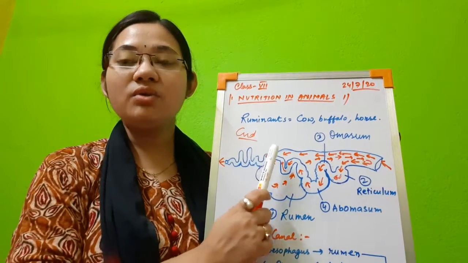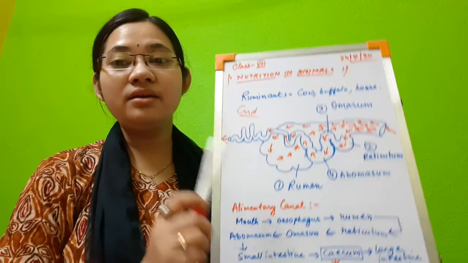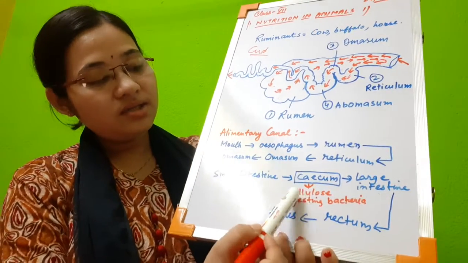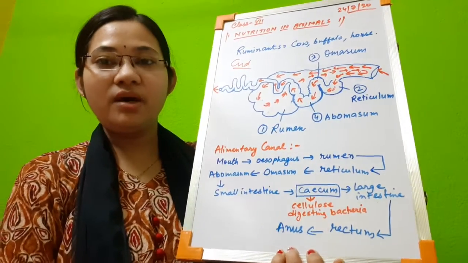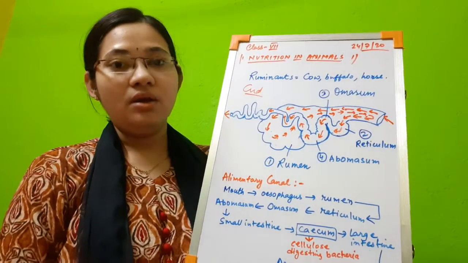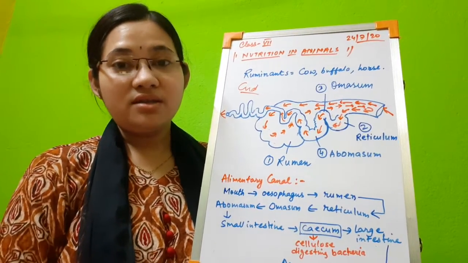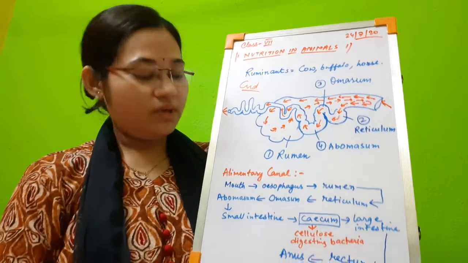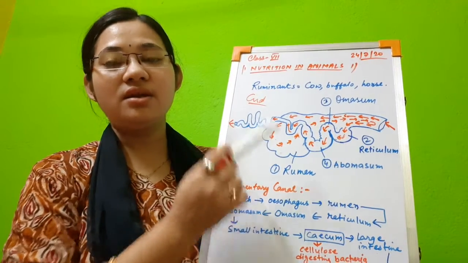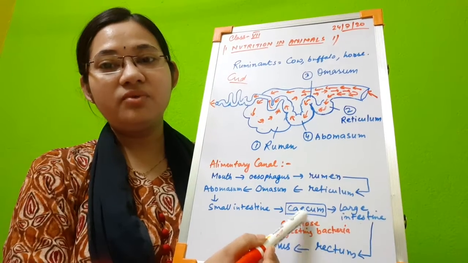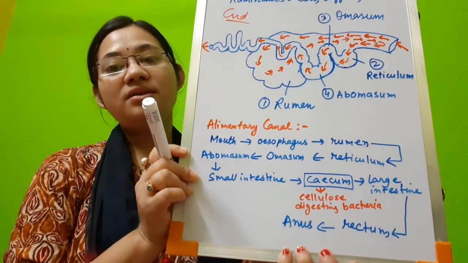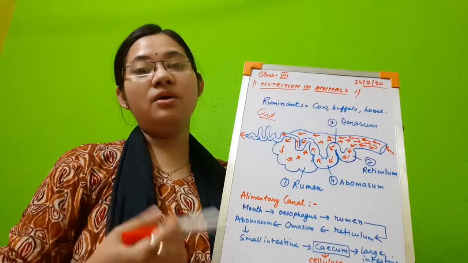Now in between the small intestine and the large intestine there lies another part, that is called cecum, caecum. The cecum has some cellulose digesting bacteria. That is why ruminant organisms can easily digest cellulose, whereas human beings cannot, because we don't have cellulose digesting bacteria in our body. But in case of ruminant organisms, in between the small intestine and the large intestine they have a part that is called cecum, which is part of the large intestine. Here some cellulose digesting bacteria are present which help in digestion of cellulose.